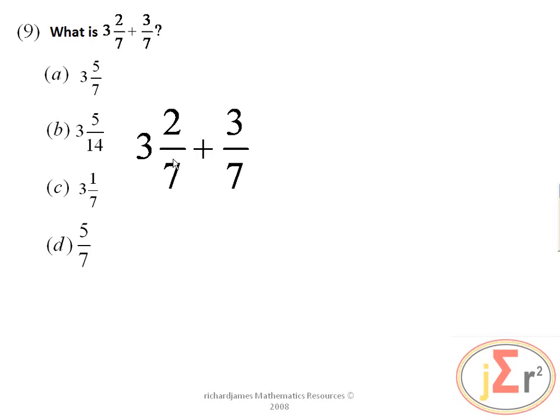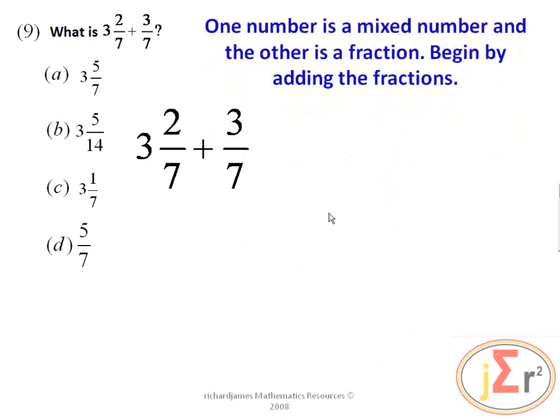So what do we say? We say 3 and 2/7 plus 3/7. And we can do it any way we please. We may put the whole number down or we may add the fractions first. I prefer to add the fractions first. So one number is a mixed number and the other is just a single fraction. Begin by adding the fractions.